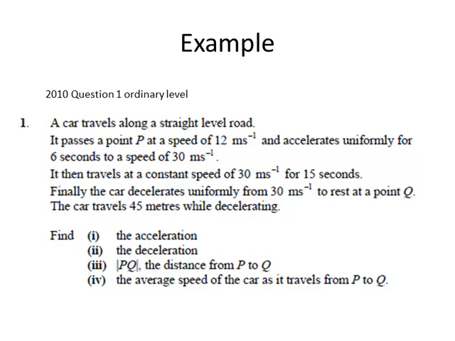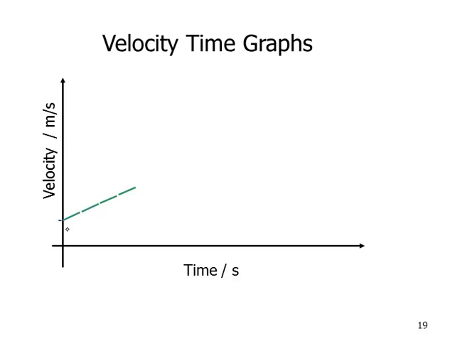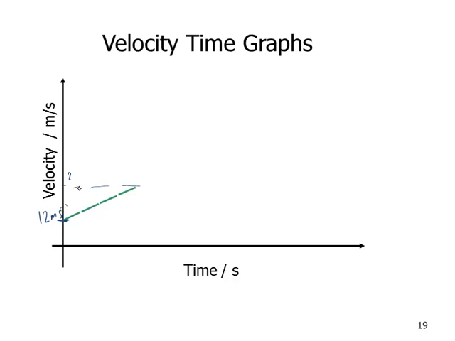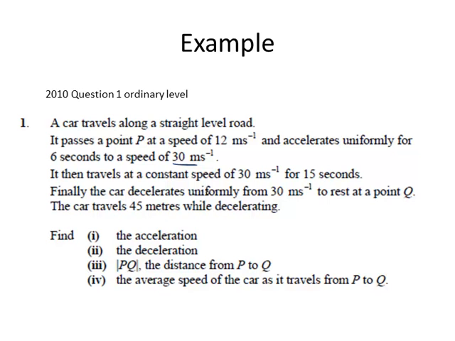We've got a car that travels along a straight road. It passes point P at a speed of 12 meters per second, then accelerates uniformly for 6 seconds to a speed of 30 meters per second. On our graph here, it starts off at 12 meters per second and accelerates uniformly to a speed of 30 meters per second. So this point here will be 30 meters per second. I'll go through why I'm doing this in a second.